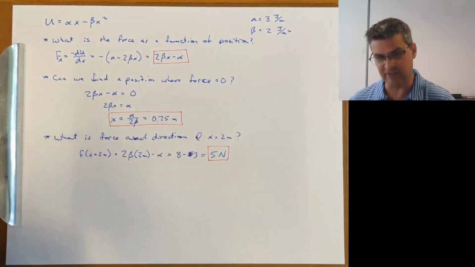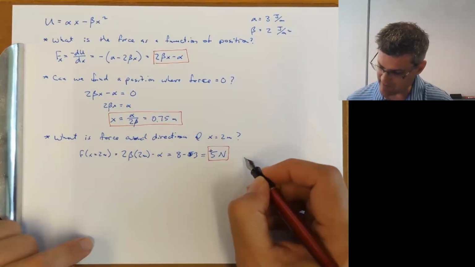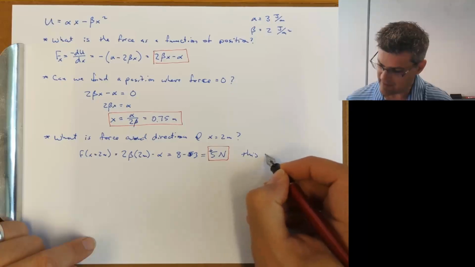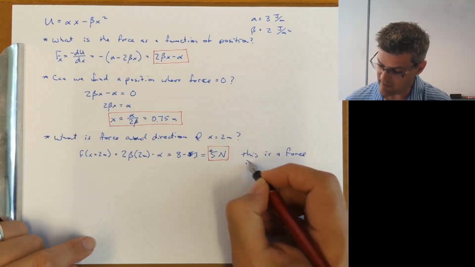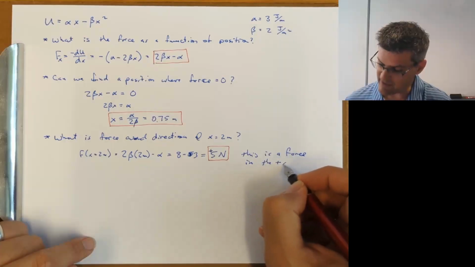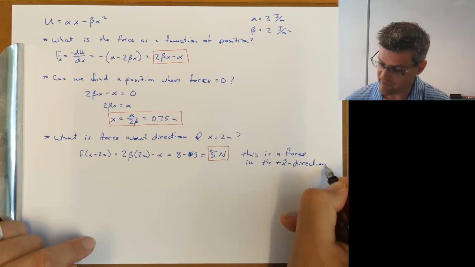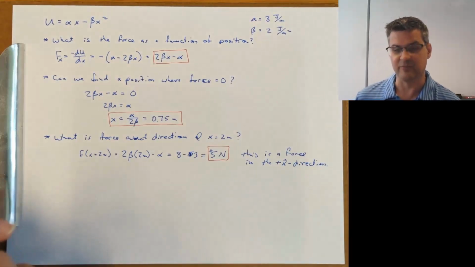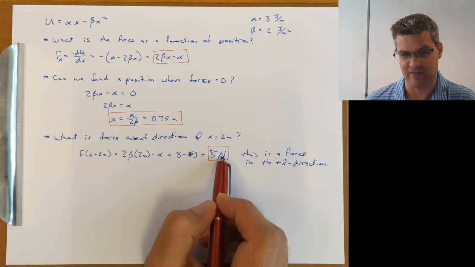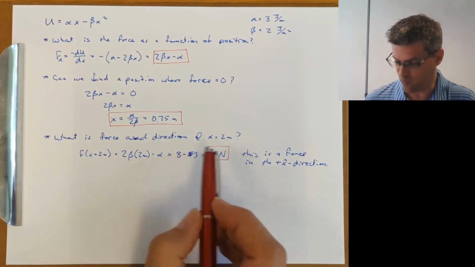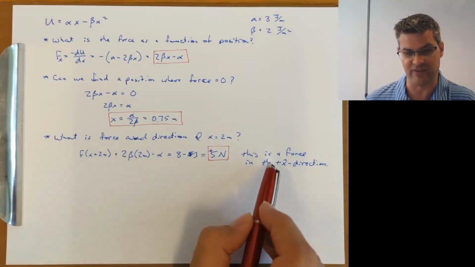Now, this is a positive number. This is not a negative number. Because this is positive, this is a force in the positive x direction. Looking at a plot of this means that this would be a force to the right at this position. So when we're at x equals 2 meters, we're getting a force to the right of a certain value.